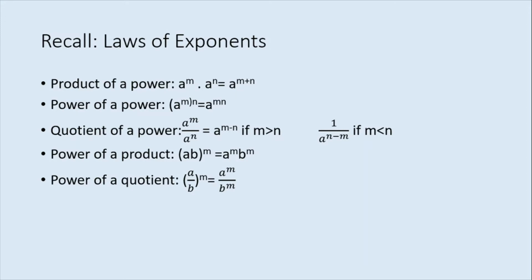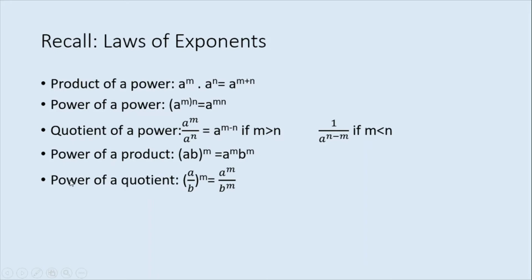Ito naman, i-multiply lang natin yung exponents. Next, we have the quotient of a power. That is a raised to m over a raised to n equals a raised to m minus n if m is greater than n. So, isasubtract naman natin yung exponents. 1 over a raised to n minus m if m is less than n. Sa baba naman ang subtract.